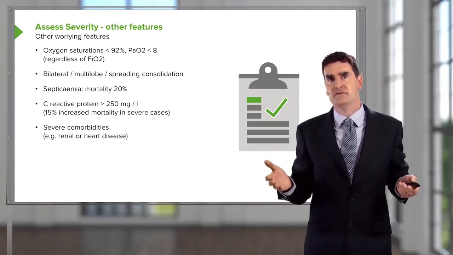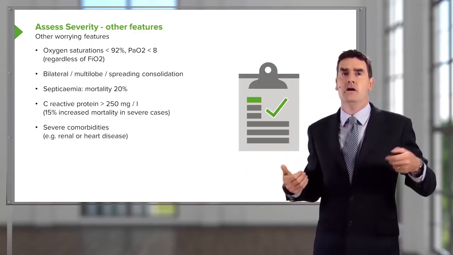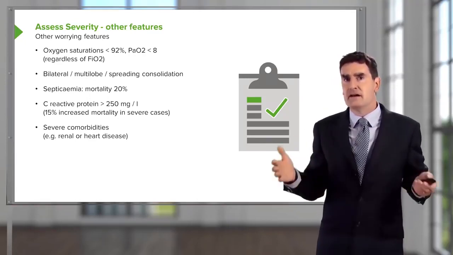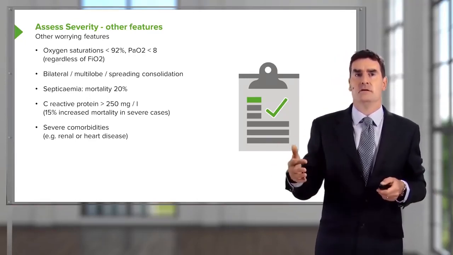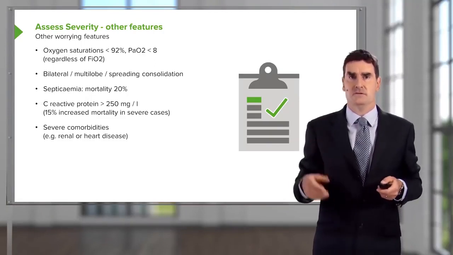And then if you have a severe comorbidity, such as underlying cardiac disease, underlying COPD, or renal impairment, then that is quite likely to decompensate because of the acute infection, and that will increase the risk of severe consequences of the infection.